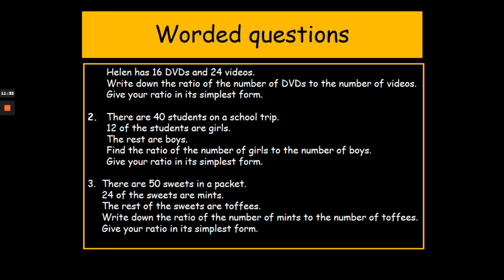So Hannah has 16 DVDs and 24 videos. Write down the ratio of the number of DVDs to the number of videos. Give you a ratio in its simplest form. So this is going back to what you did at the start. This is simplifying ratios. So I just want to give that a try for me. Pause the screen. Try those 3 questions.